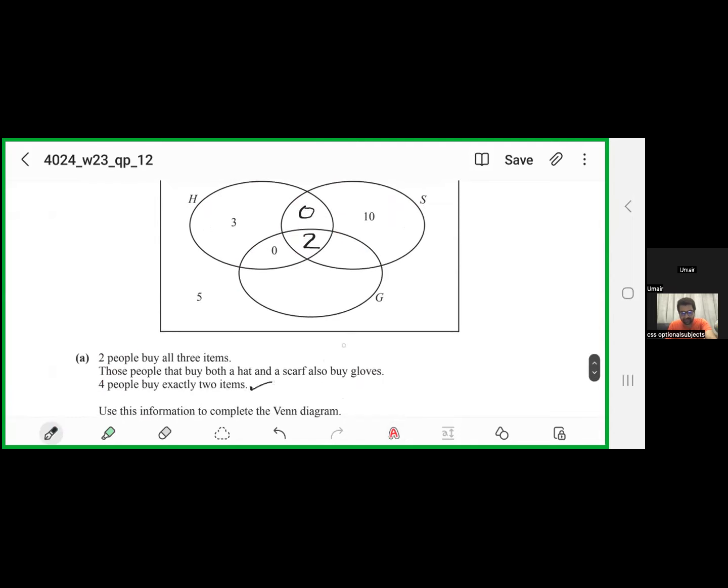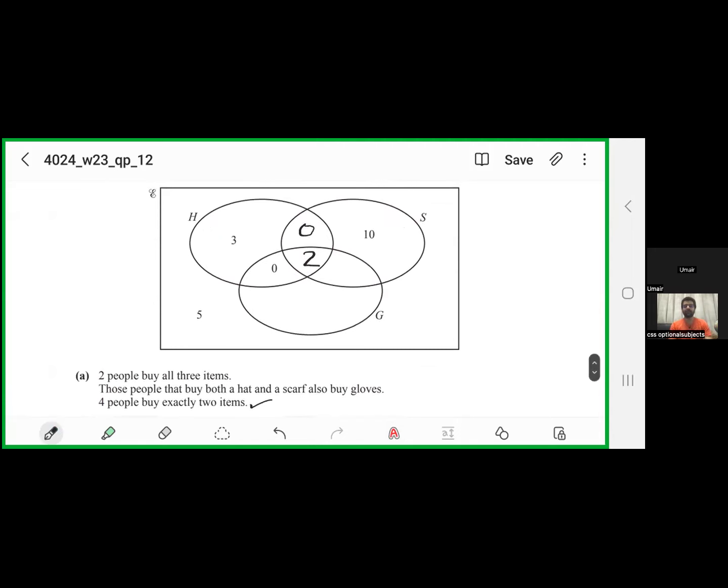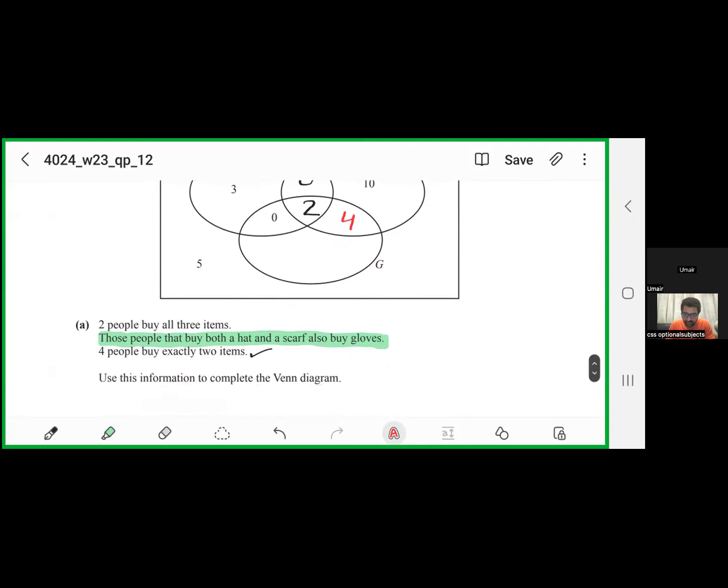Four people buy exactly two items. So there are four people who buy two items. So four will be written here. These four people buy scarves and gloves. It is not to be placed here because those who buy hat and scarf are bound to buy gloves according to statement number 2. That's why we cannot place 4 over here. 4 will be placed over here because these 4 people buy scarf and gloves, exactly 2 items. Use this information to complete the Venn diagram.